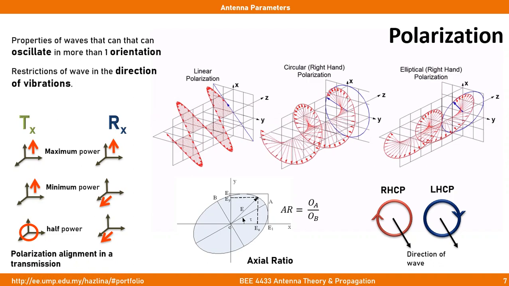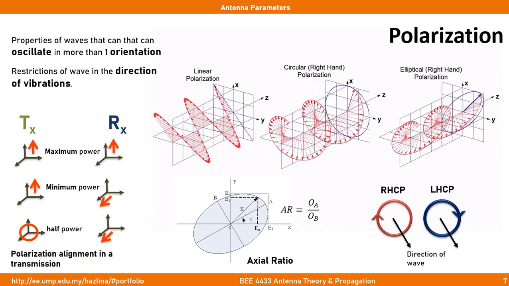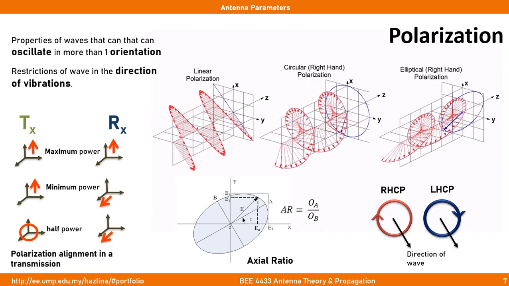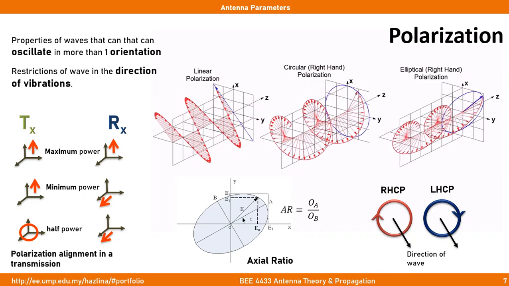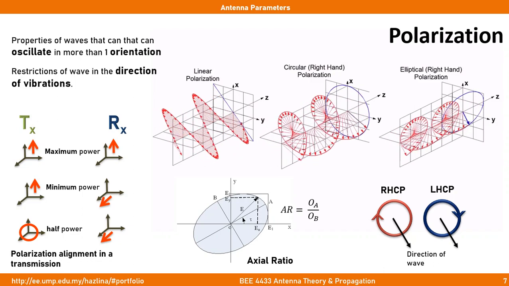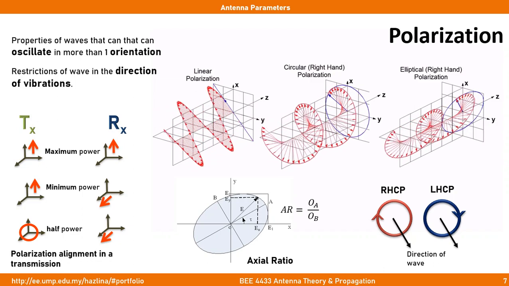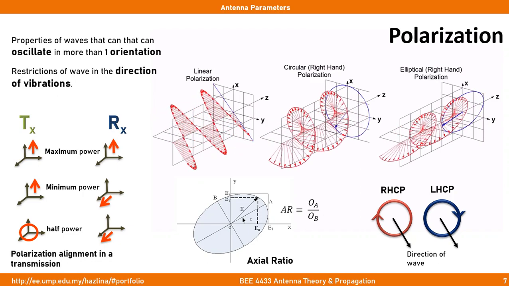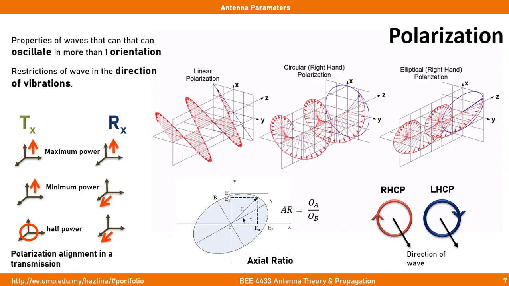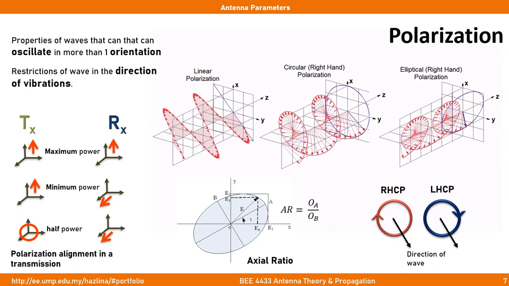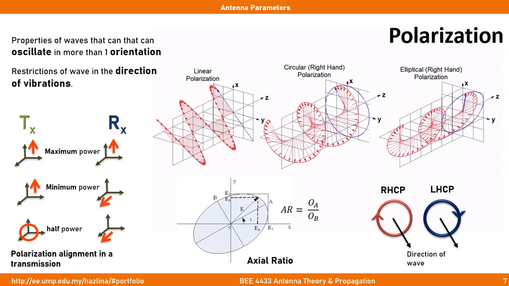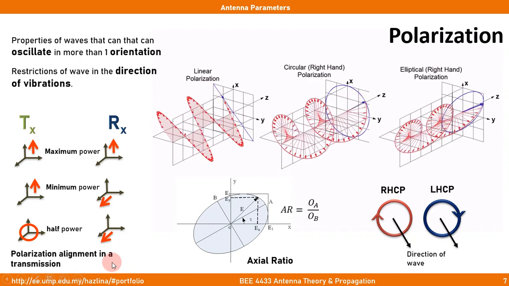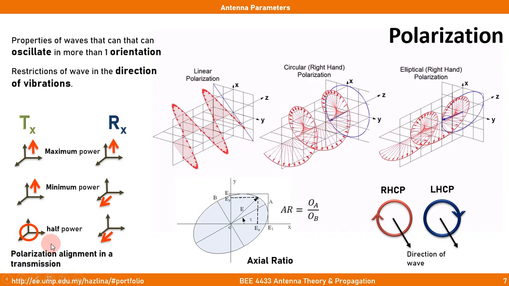Polarization is an important merit in wireless communication systems, as maximum power transmission will only happen when the polarizations of the transmitter and receiver are properly aligned. Failing to do so will result in poor transmission quality. To eliminate or minimize this effect, some transmission systems prefer an antenna system with circular polarization.